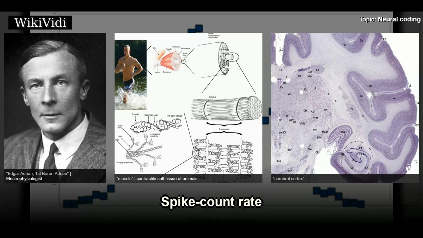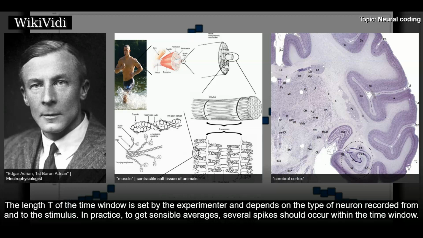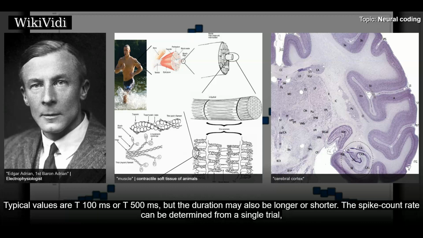Spike count rate. The spike count rate, also referred to as temporal average, is obtained by counting the number of spikes that appear during a trial and dividing by the duration of the trial. The length T of the time window is set by the experimenter and depends on the type of neuron recorded from and the stimulus. In practice, to get sensible averages, several spikes should occur within the time window. Typical values are T = 100 ms or T = 500 ms, but the duration may also be longer or shorter.